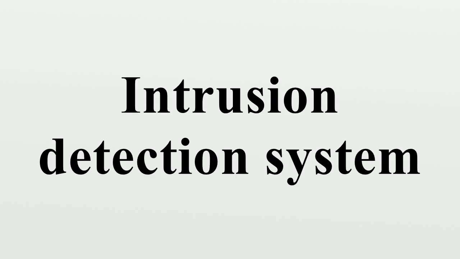NIDS is a network security system focusing on the attacks that come from the inside of the network. Some systems may attempt to stop an intrusion attempt, but this is neither required nor expected of a monitoring system. Intrusion detection and prevention systems are primarily focused on identifying possible incidents, logging information about them, and reporting attempts.